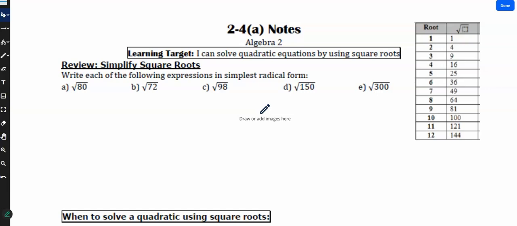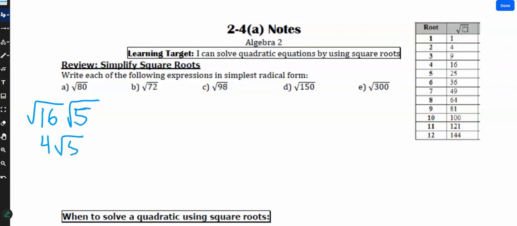Alright, write each of the following expressions in simplest radical form. This is taking us back to geometry. Looking for perfect squares, the largest perfect square that goes into 80 is, I believe, 16, right? 16 goes in 5 times, and the square root of 16 is 4, so we get 4 radical 5.